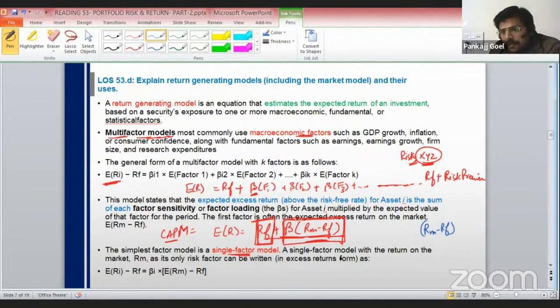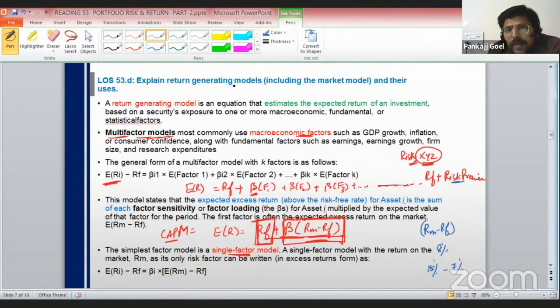So let us say market earns 15% return. Risk-free return is 7%. So kitna additional hum logo ko milta hai? 8%. So that is market risk premium. Lekin mujhe to stock ka risk premium chahiye. So if I multiply it with the beta, kya batata hai?